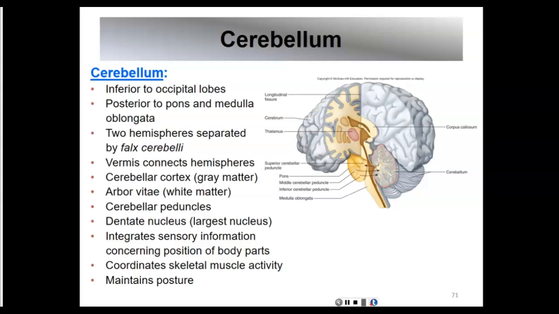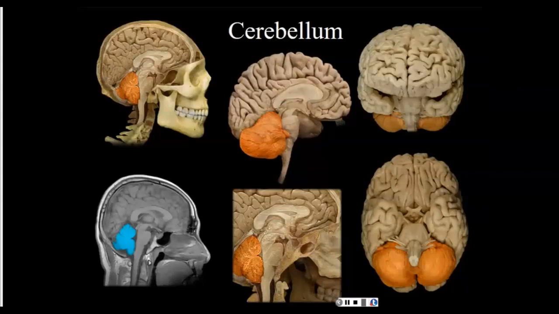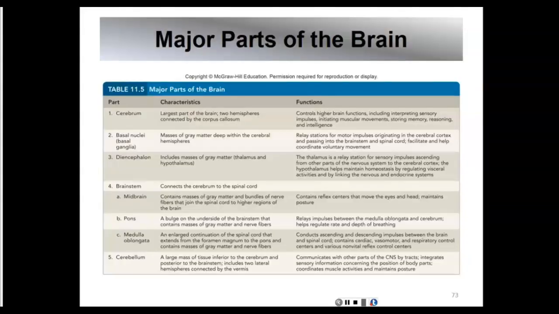So damage to the cerebellum can really affect your life. But the main job is, again, sensory information concerning the position of your body parts, as well as coordinating muscle for posture. There's your cerebellum. Here's another chart explaining the parts of the brain and their functions.